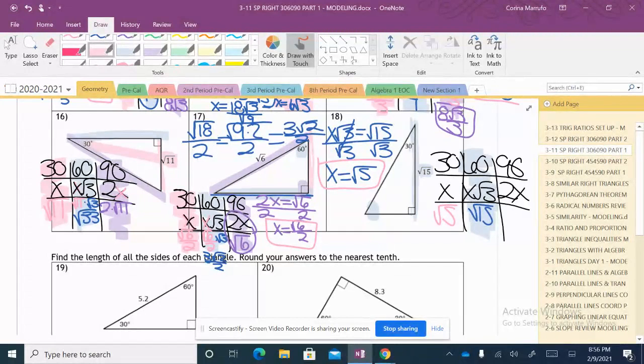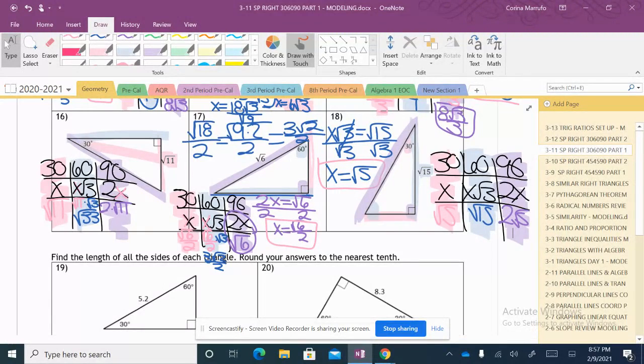Okay, and then that's the side across your 30. So this side right here is going to be the square root of 5. And then next, we have the one across our 90-degree angle. So right here, the one across our 90-degree angle is going to be 2 times x. Okay, well, 2 times x, x is the square root of 5, so we're going to do 2 times the square root of 5, and that's it.